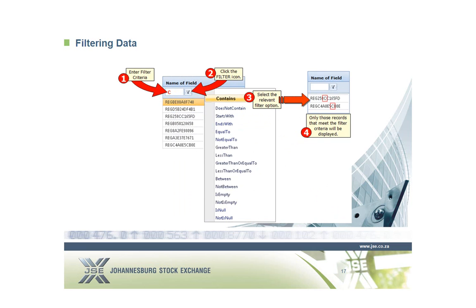To add filter criteria, simply enter one or more alphanumeric characters, a portion of a word, or a complete word. Click on the filter icon and then select one of the options displayed. Only those records that meet the filter criteria entered will be displayed.